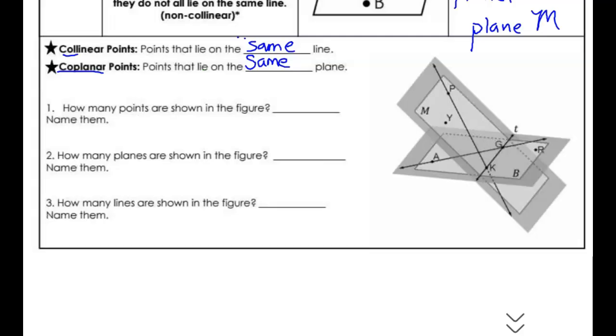Let's see. Alright, let's highlight. If you have a highlighter, this will be a good time to use it. Is M a point? No. Is P a point? Yes. What about Y? A? G? K? B? No. R? How many? 6.